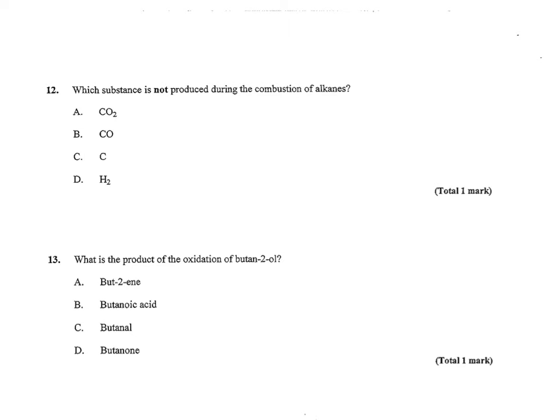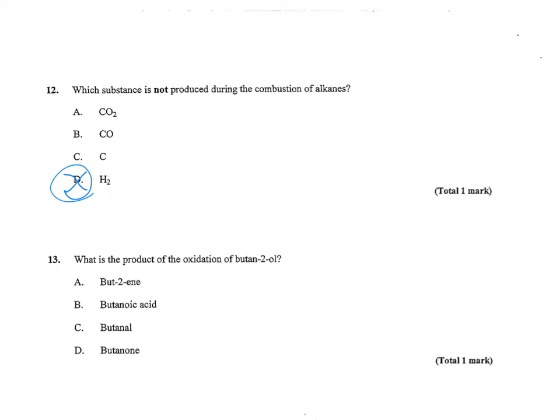Number 12 asks, which substance is not produced during the combustion of alkanes? CO2 can be, CO can be with incomplete combustion, so can carbon. H2 will not be produced, so that would be my correct choice. H2O will be produced, but not H2.